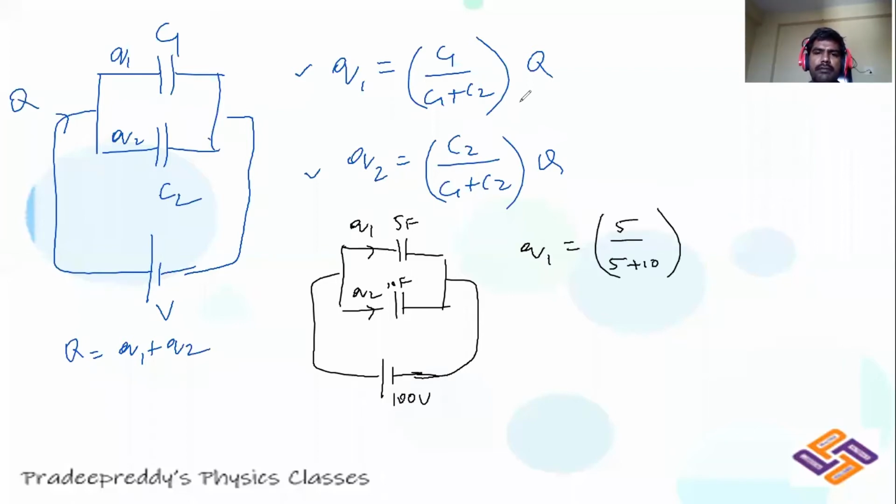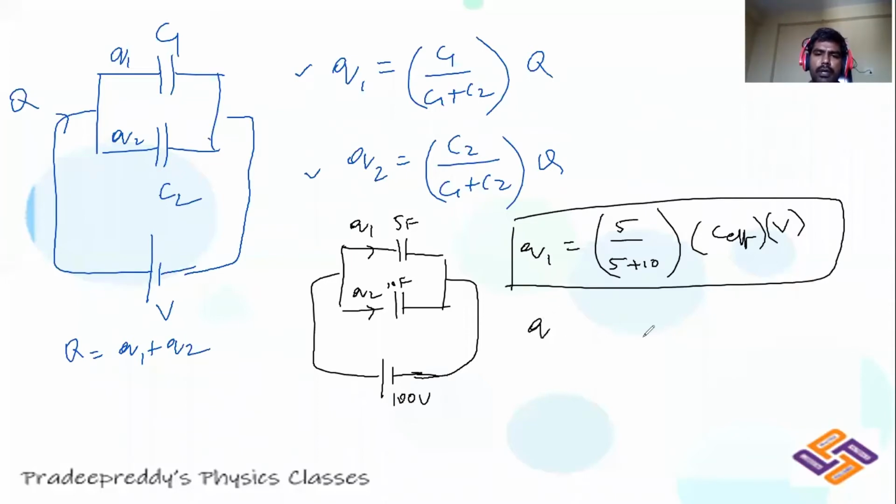Q is equal to C effective into V. So C effective, you know, it is C1 plus C2. This is Q1. Likewise, you can find Q2 also. If the total charge which is transferred by the battery is known, you can find Q1 and Q2 simply by using these relations. This is one more important conclusion which you can draw from series and parallel combinations.